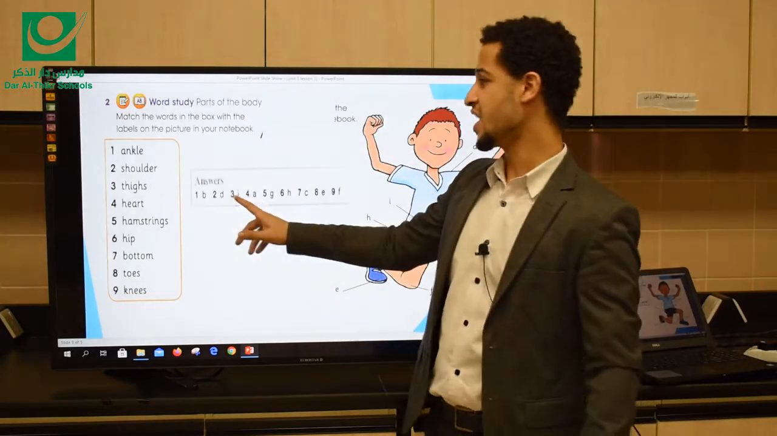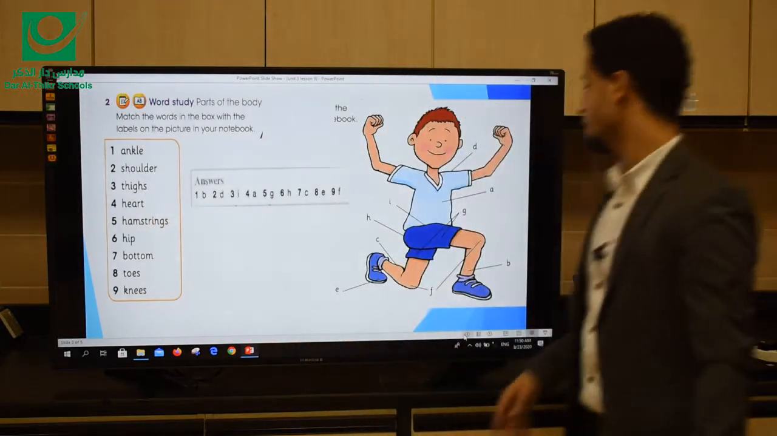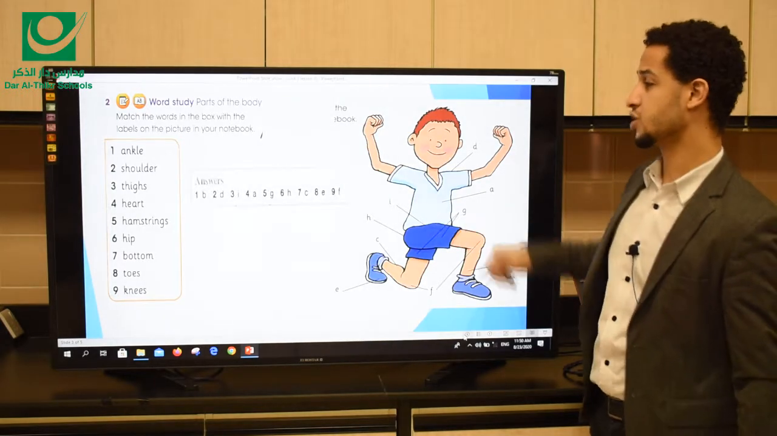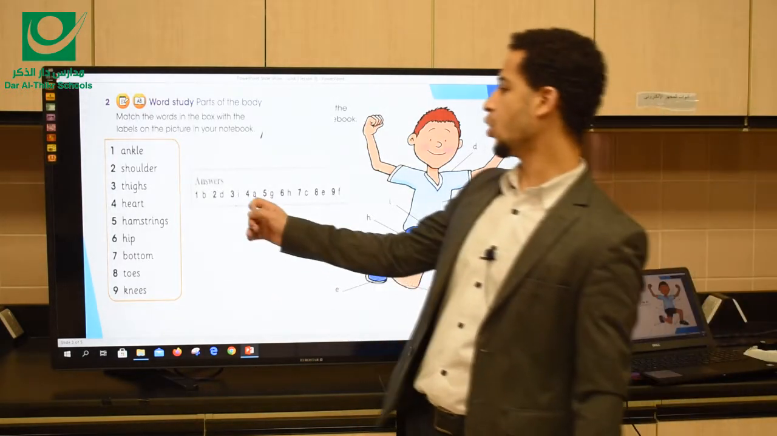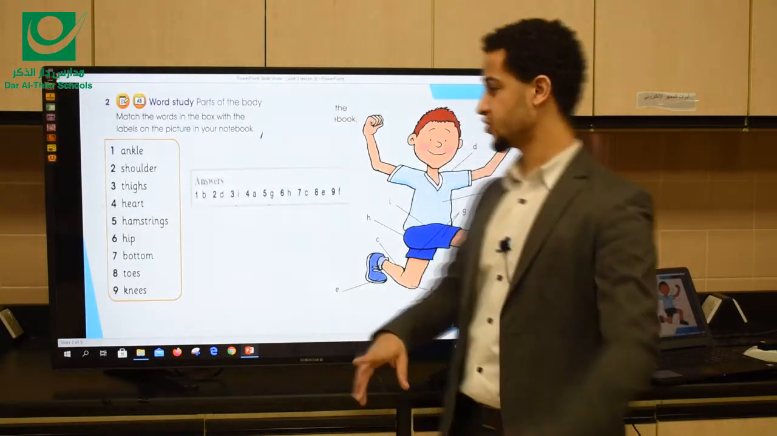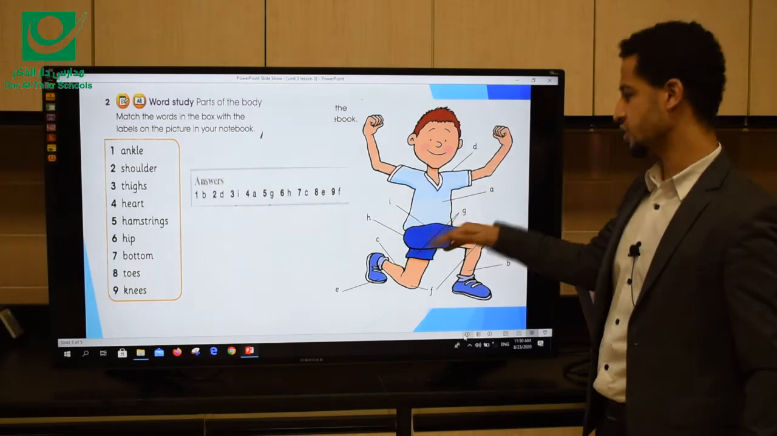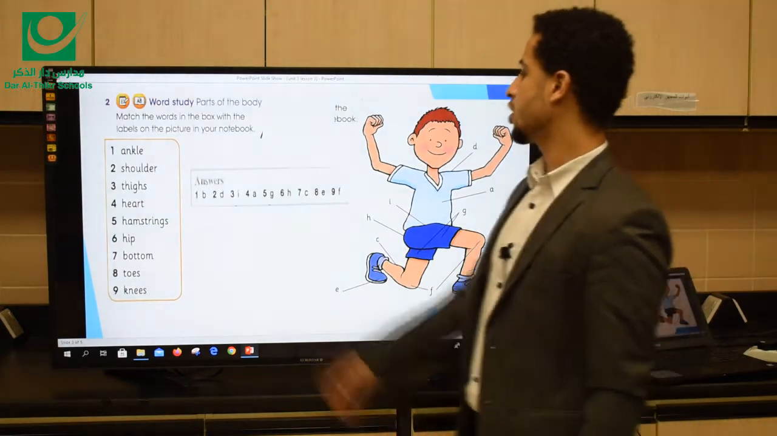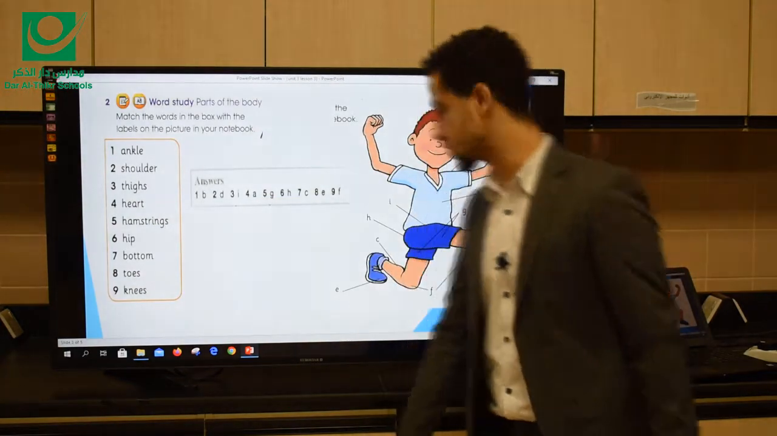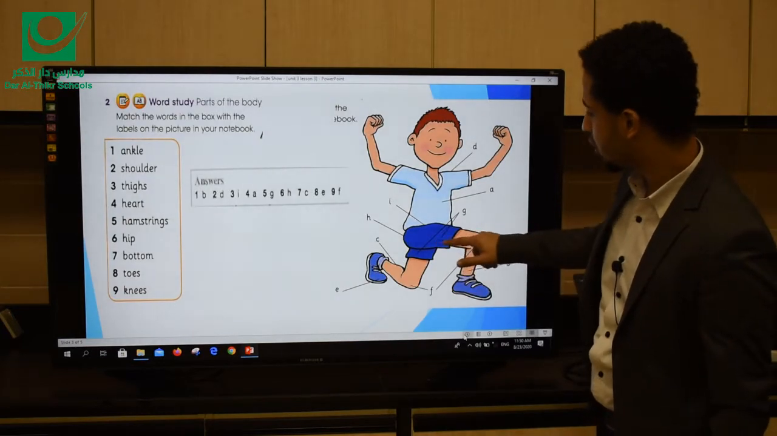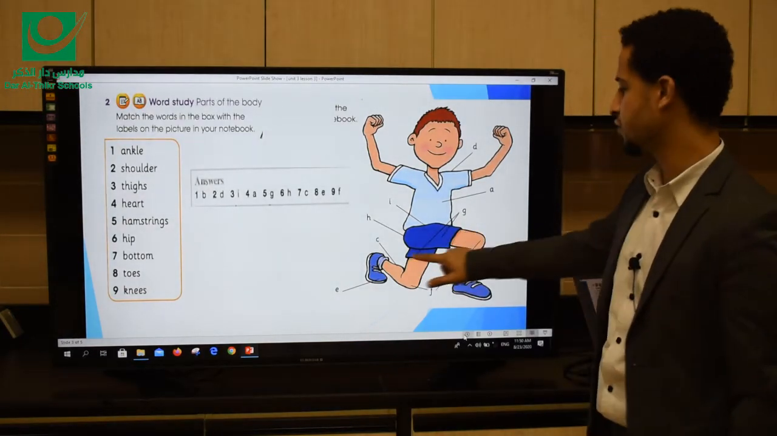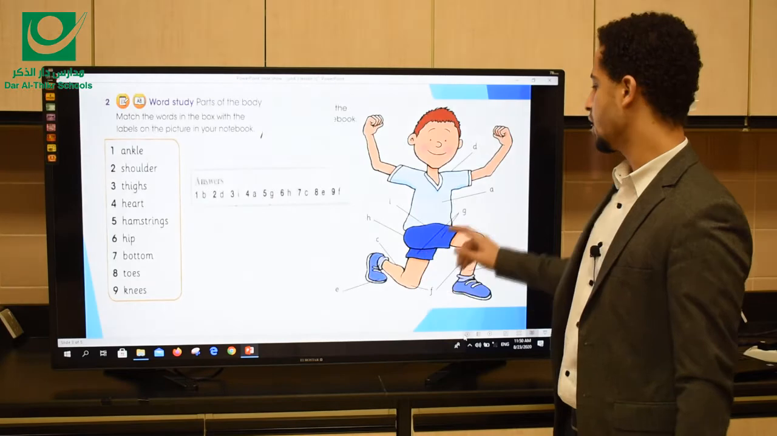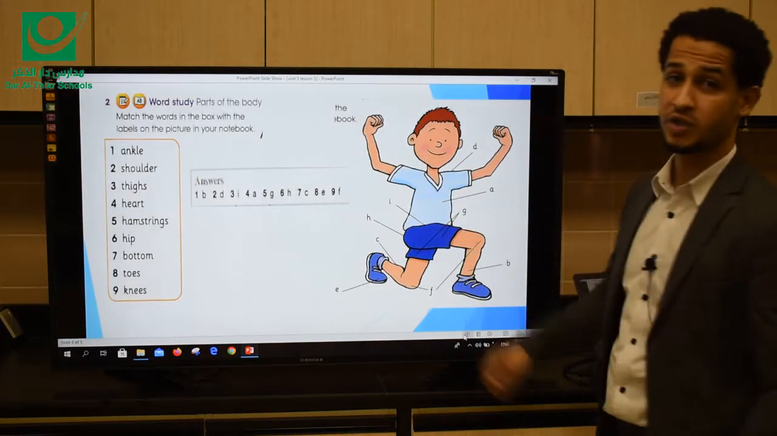Number 3, I, thighs. So this part refers to the thighs, okay? Number 4, A, heart. This is the heart inside the body, of course, the heart that pumps blood. Number 5, G, hamstrings. Where is G? Yes, the back part of your leg is called hamstrings, while the front part is called thighs.